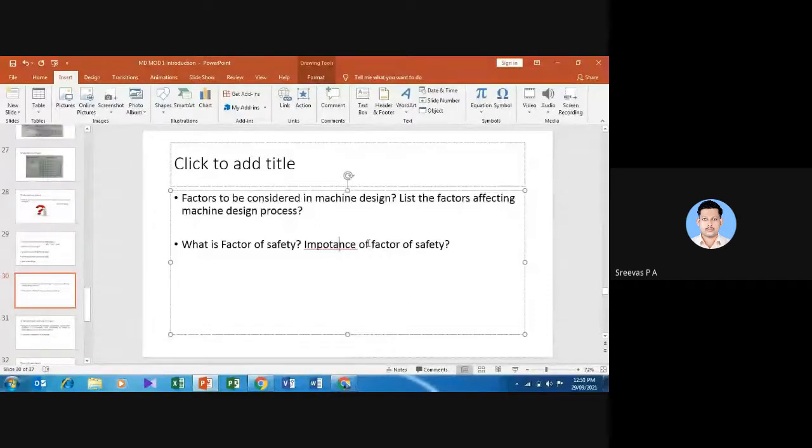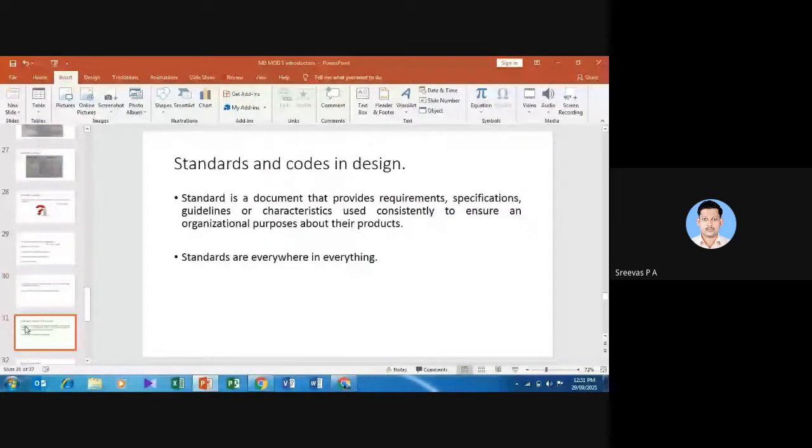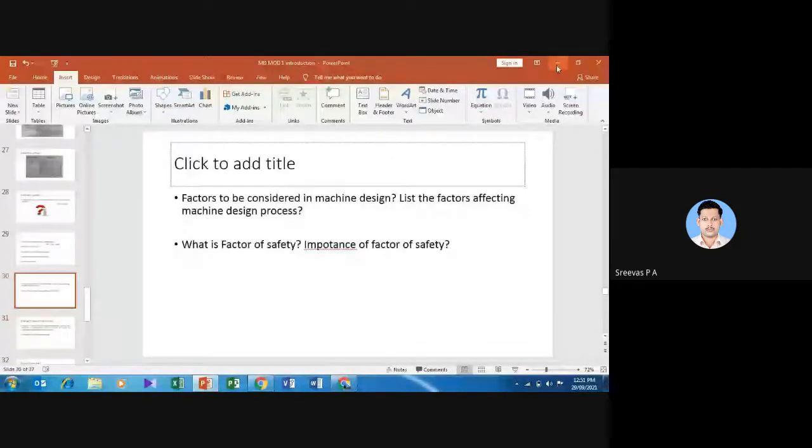Okay, that we will discuss in the first module last part. Factor of safety is there. Okay. Next we have to go for standards and codes in design. Okay. That we can discuss tomorrow, I think. Okay.